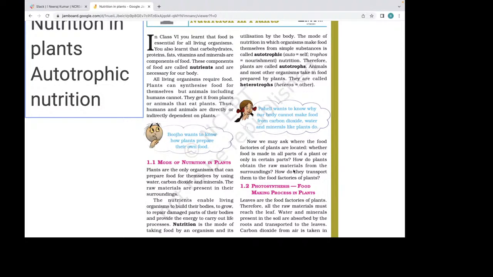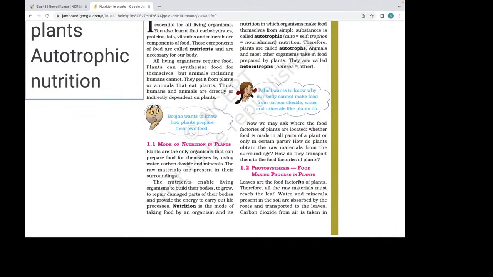We know that water is present in their surroundings. We know that minerals are present in their surroundings, and we know that carbon dioxide is in their surroundings. But how do they get it? How do they obtain it? What is the process? And how do they transport them to the food factories of the plant? Yes, that is a really good question. So this next paragraph is going to give the answers to all these questions. So let's figure it out.